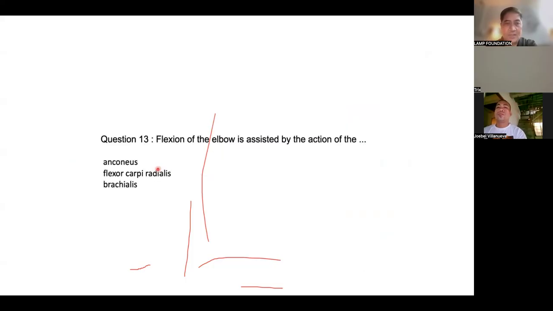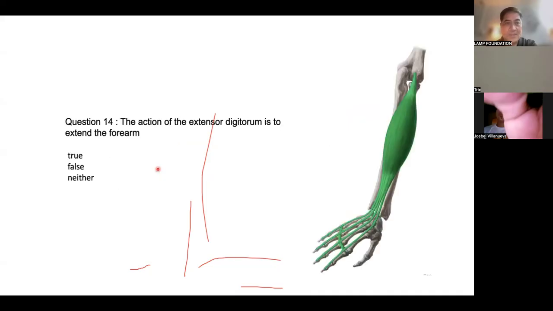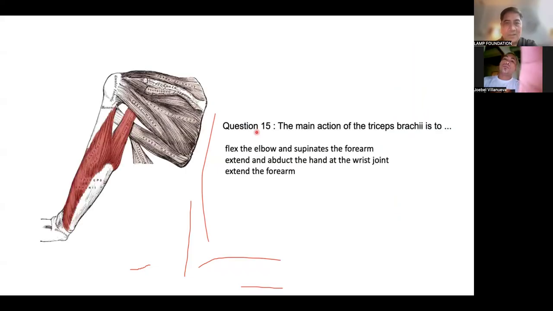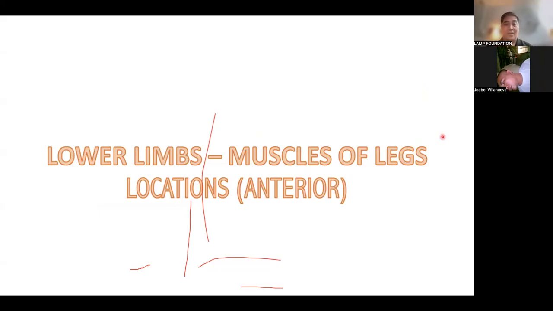Flexion of the elbow is assisted by the action of the brachialis. Action of extensor digitorum is to extend the forearm. True or false? False. What does it do? Extends the fingers. Very good. Main action of the triceps brachii is to extend the forearm. Okay. Actually, it's easy, no, anatomy.